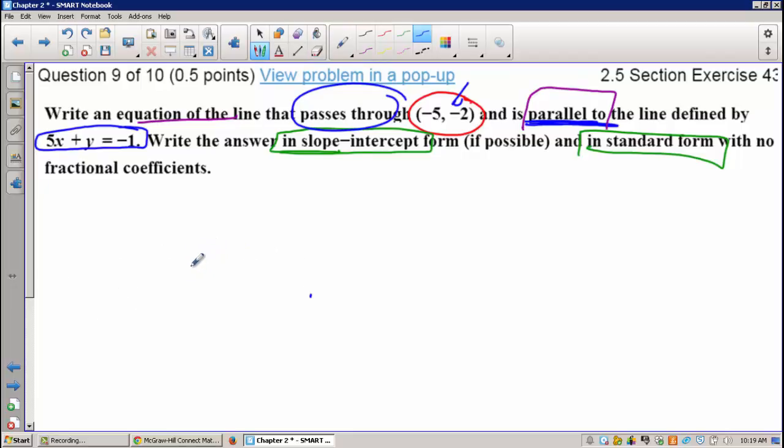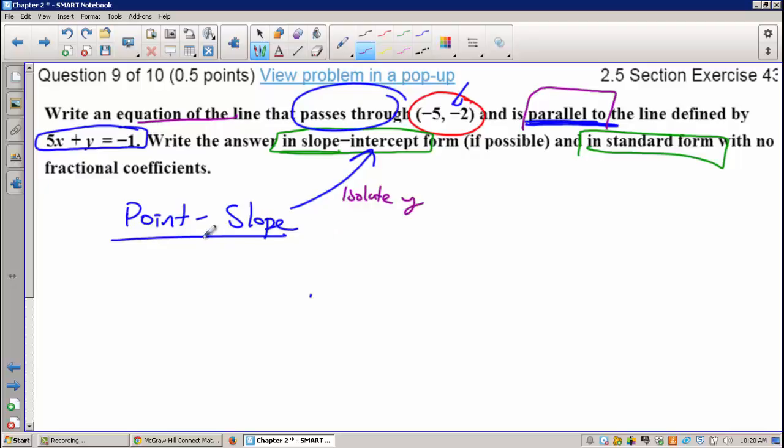Instead, what formula would you like better here, since you are given a point the line is passing through? Don't we have a more direct formula using a point on the line? It's called point slope. Well, the question isn't asking for point slope form though. How do we get to this one then? But the answer is simple, by isolating y. If you get the point slope form and isolate y, you will be ready. You will be done. Okay?